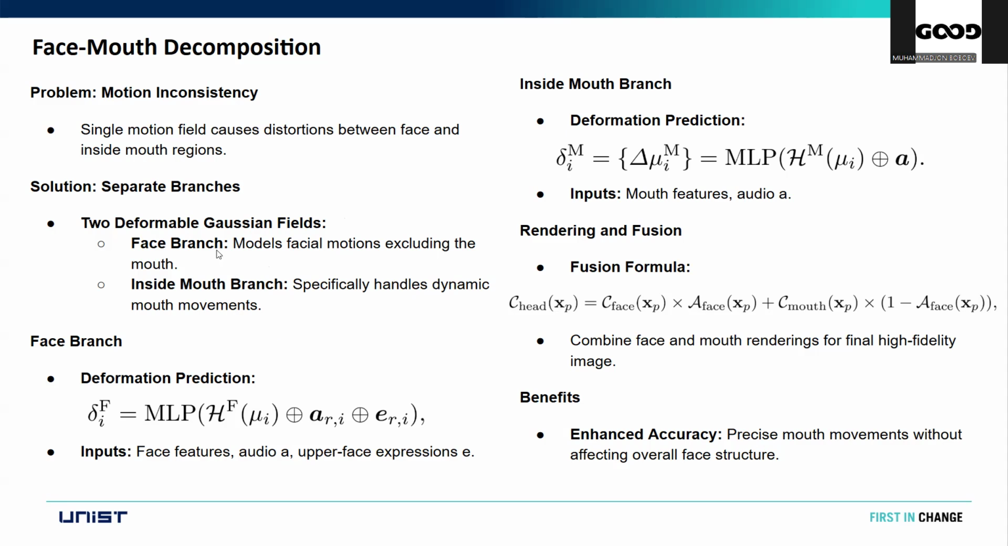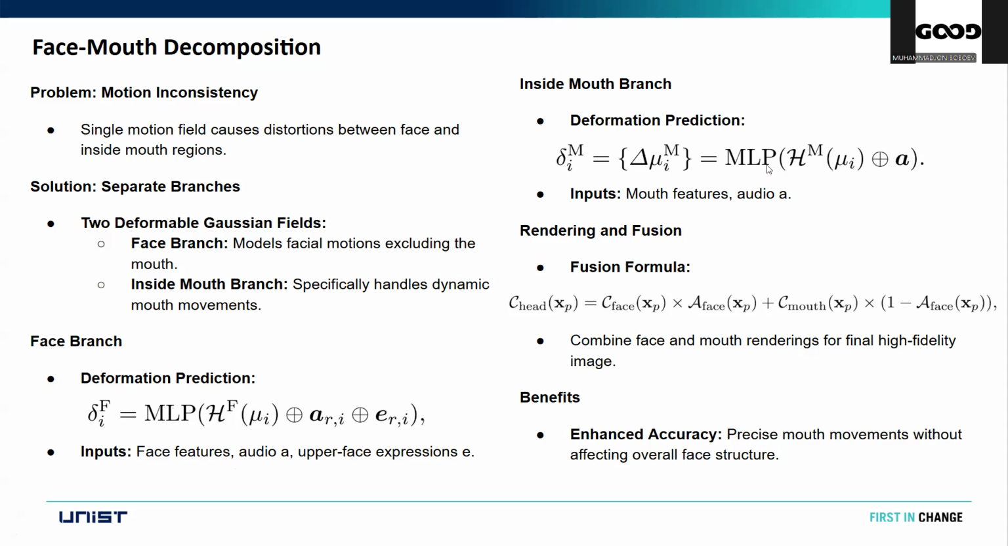So each branch doesn't interfere with the other. It's just a separate way of decoding the deformable Gaussian field. For the face branch, this is how they model it using some kind of MLP. The input is the audio and the upper face expressions. Given this input, the MLP will output some kind of prediction that needs to be applied on the mean persistent head.